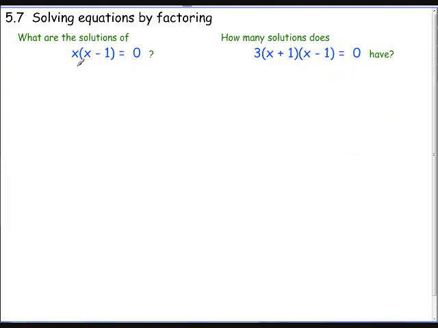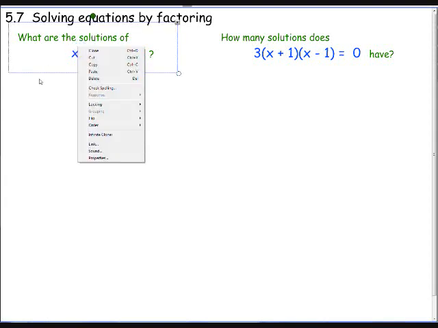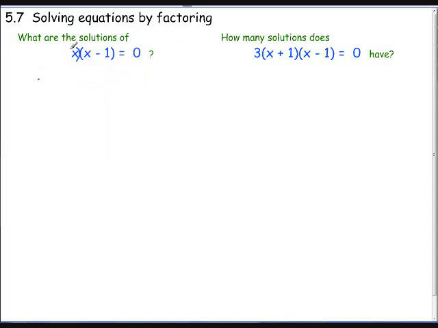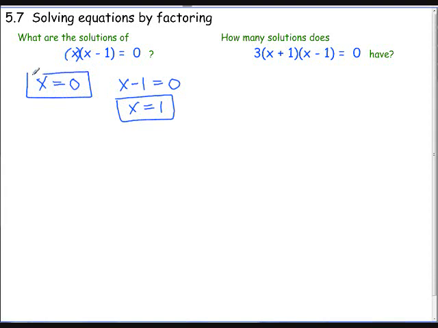What are the solutions of this? Now, sometimes people, because we've been looking at so many binomials, forget that x is itself a legitimate factor here. So we say x equals 0, that's one factor set equal to 0, and x minus 1 equals 0. This one, of course, we have to do a little more work with. So there we have two solutions.